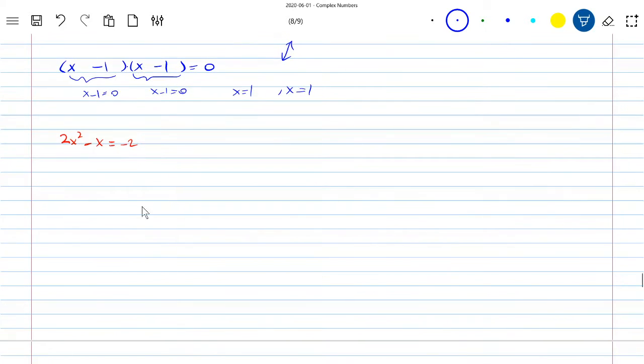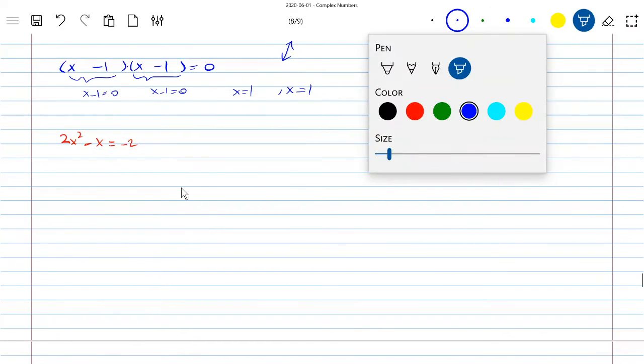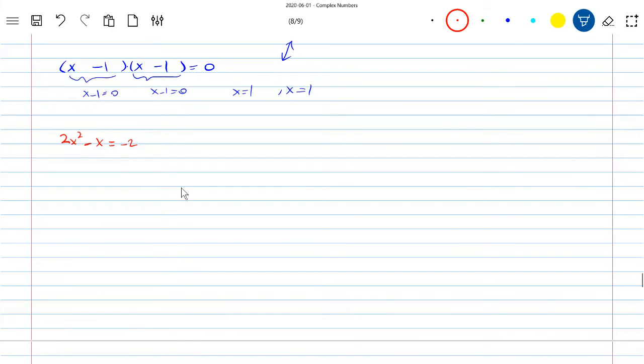How about this example? Let's say, what is a, what is b, what is c? This is an important case that you should be careful. If you look at the equation, it's not in the quadratic standard form. So standard form is ax squared plus bx plus c equal to 0. So move everything to one side. I'm going to add the 2 to both sides to get rid of this 2 on the right hand side. So I'll get 2x squared minus x plus 2 equal to 0.